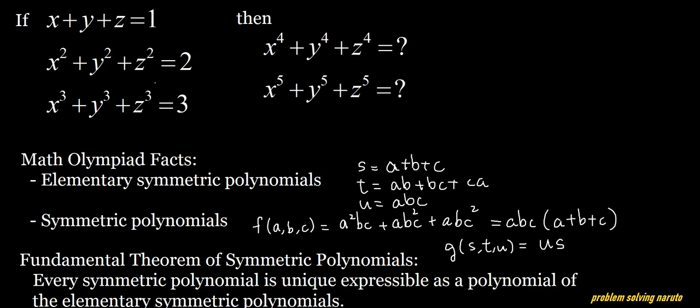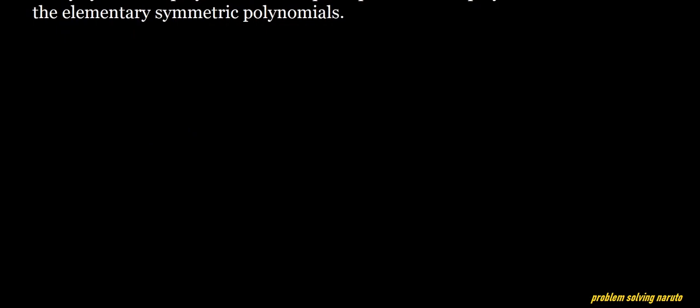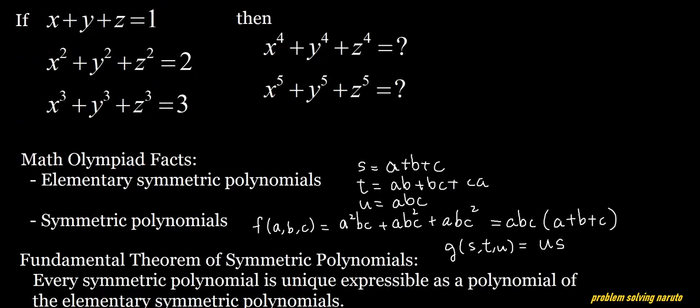Okay, so let's first of all express this in terms of elementary symmetric polynomials. So let's say I'll just use the variables as above. So let's say my S is this, my T is this, and then my U is this. I already know that this is 1, right? It says S is 1.